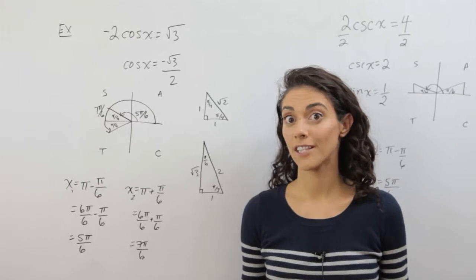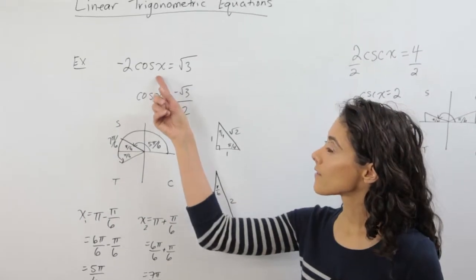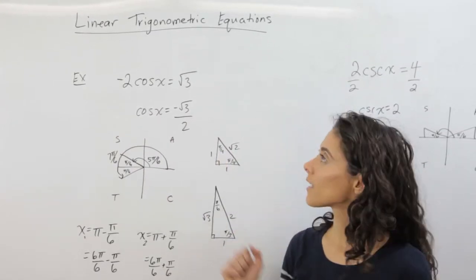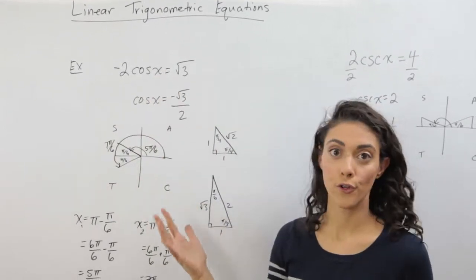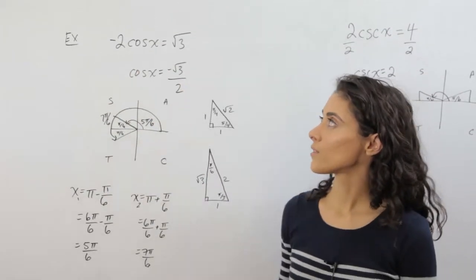First off, the definition of linear. Remember, a linear equation is an equation with no powers. So if you look at this, this is a linear trigonometric equation because my cos x is not squared or cubed, no powers. So first we're going to treat this as if cos x was, say, a w.